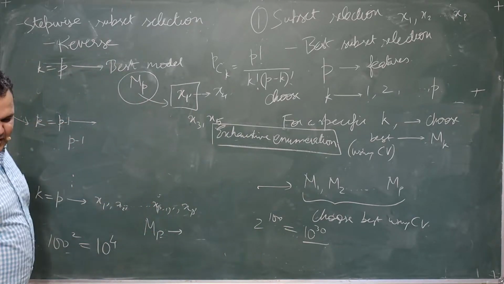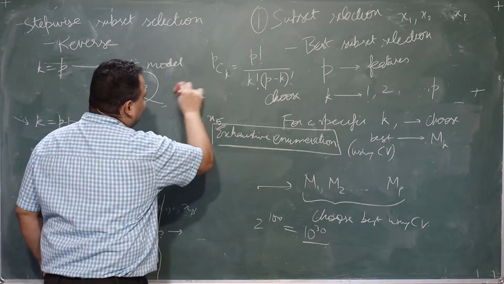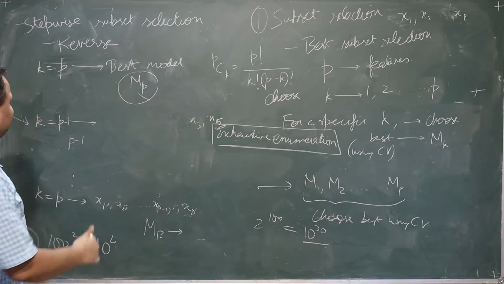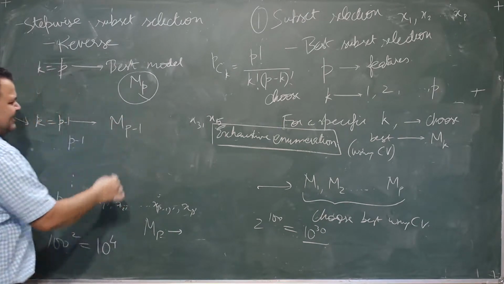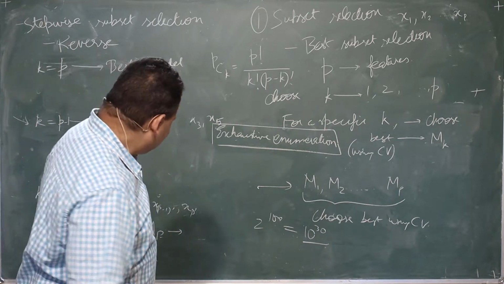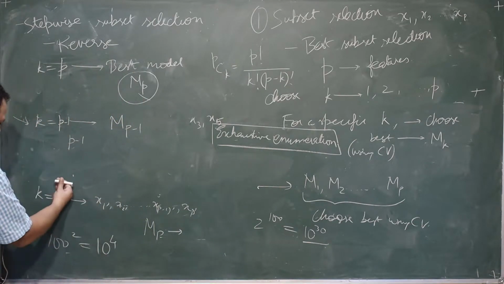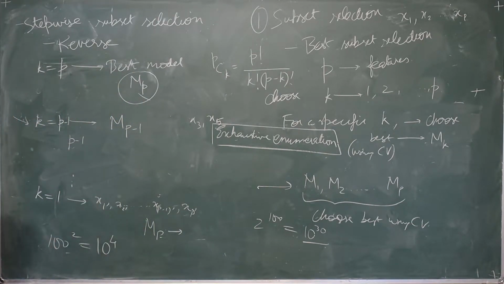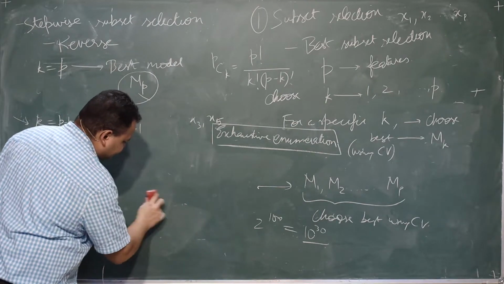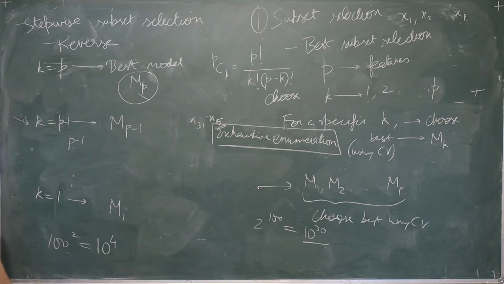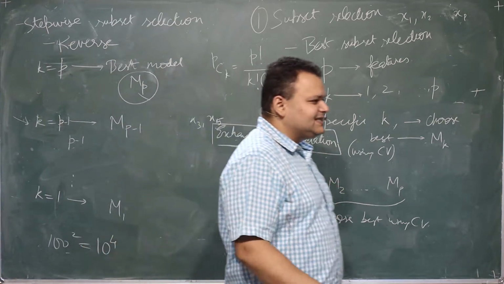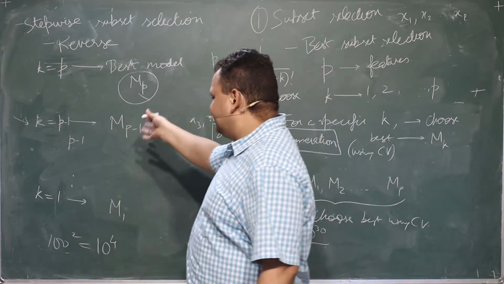So let us say that the feature dropped in this case gave me the model. So the best model out of this was m p minus 1. ठीक है. And we keep on going until k is equal to 1 and we have m1. Again we'll choose the best model out of these.